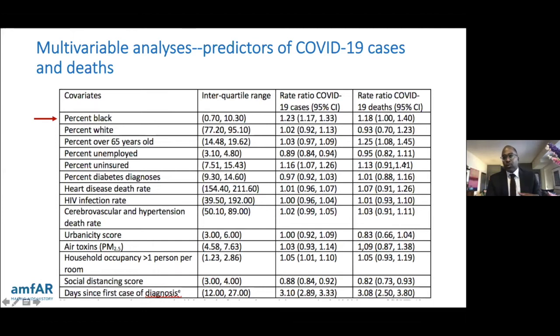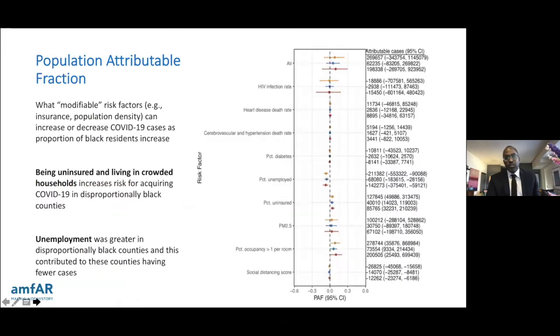In terms of deaths, there were far fewer of the covariates that were statistically significant. One of them was the percent of the county over 65 years old, which makes sense. And then there were a few others that were statistically significant. Social distancing was one, and some others.